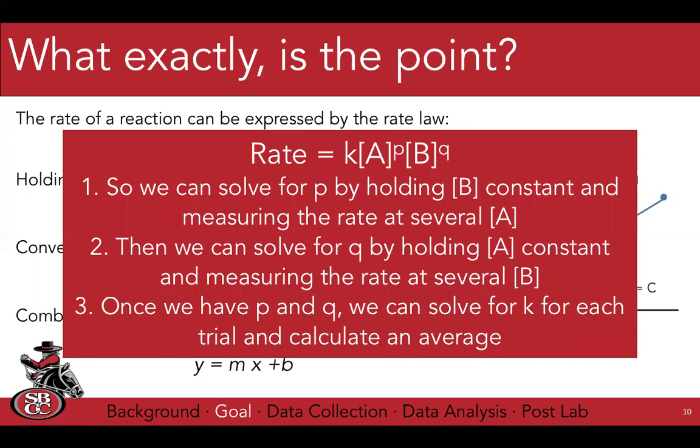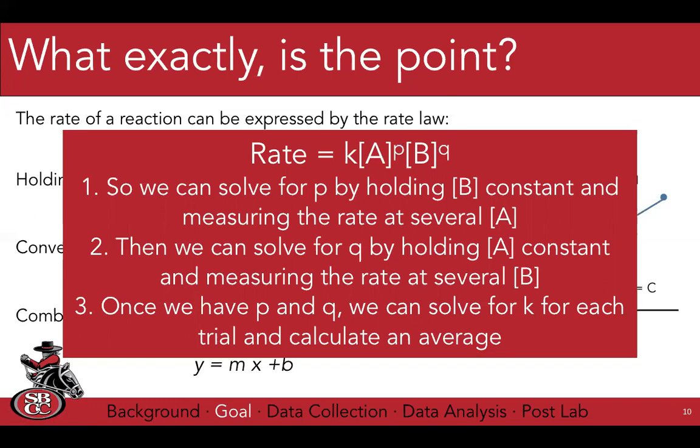So what we're going to do, not today, this week, in this week's lab, is we are going to solve for P by holding B constant and measuring the rate at several concentrations of A. Then we'll solve for Q by holding the concentration of A constant and measuring several different concentrations of B. So those are two experiments that we'll do simultaneously.